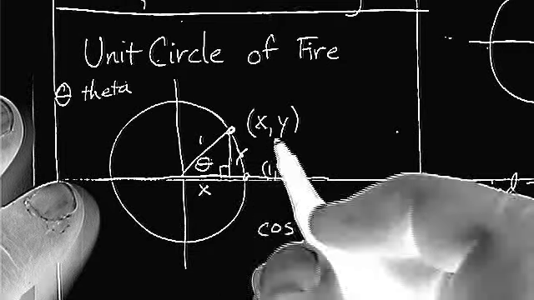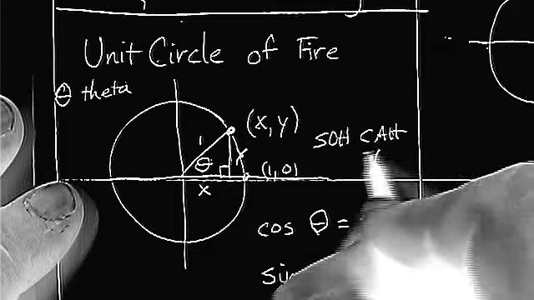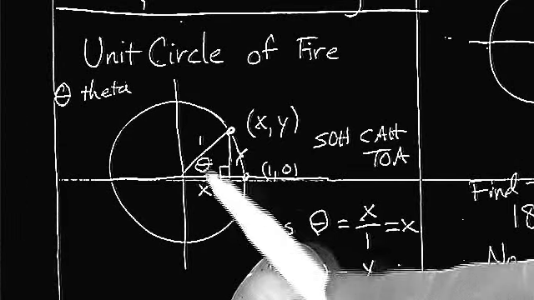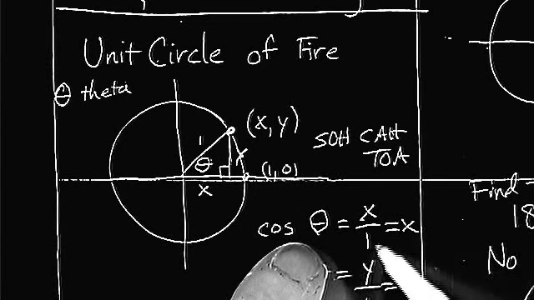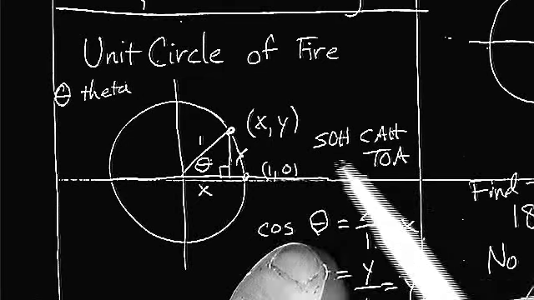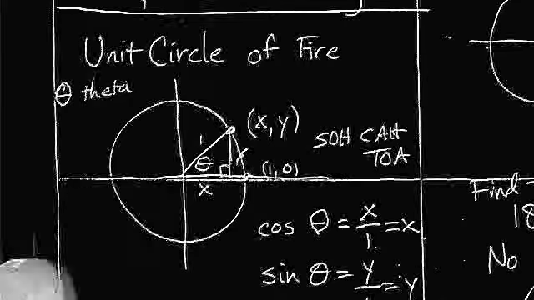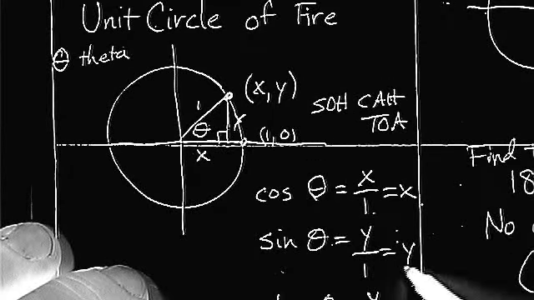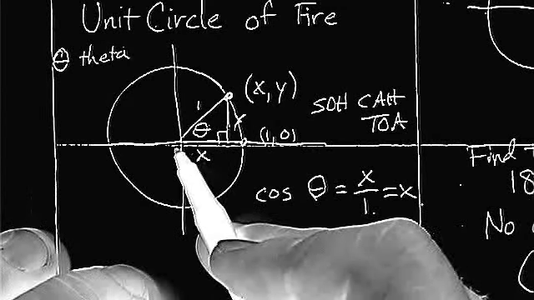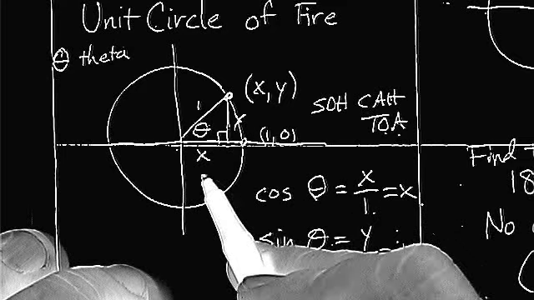If you use your basic SOHCAHTOA stuff, remember that? You're dealing with cosine, that is the adjacent side divided by the hypotenuse. Adjacent over hypotenuse gives me just plain old x. Sine is opposite over hypotenuse, that's opposite y over hypotenuse 1. And so we get the sine of theta equals y. And then tangent is opposite over adjacent, so opposite would be y and adjacent would be x.